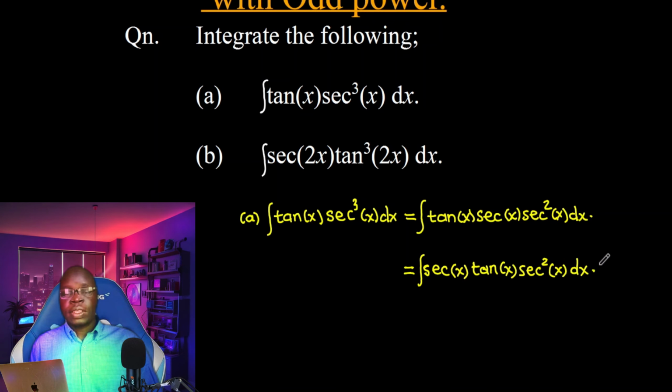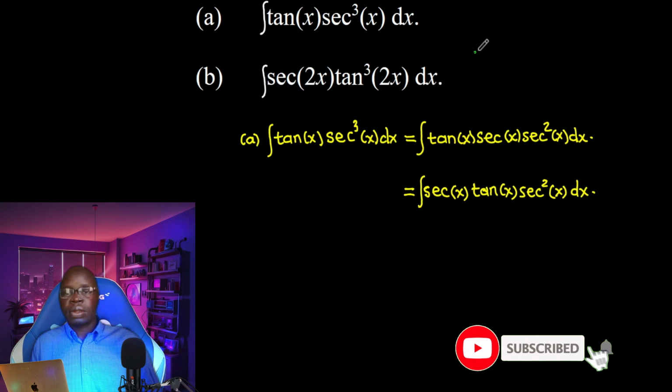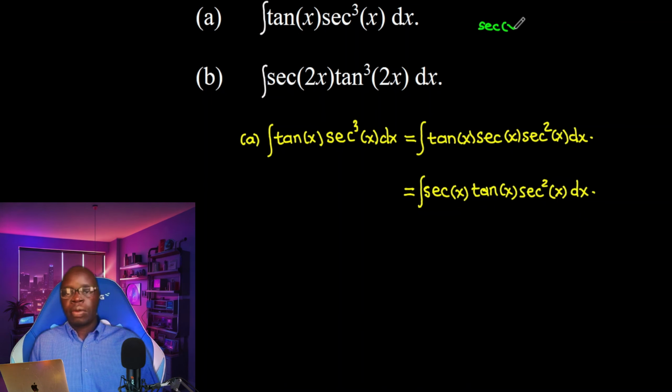After reaching this stage, then we employ u-substitution. So how can this u-substitution come in? Now the next thing is to take our secant square, and we just remove the square, and let the secant itself of that angle x be equivalent to our u.